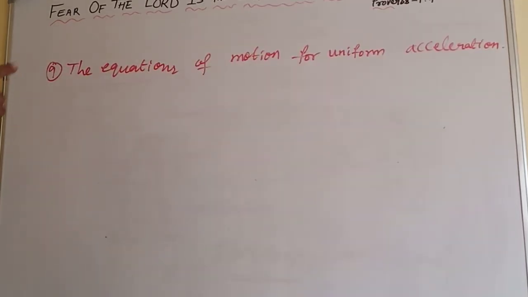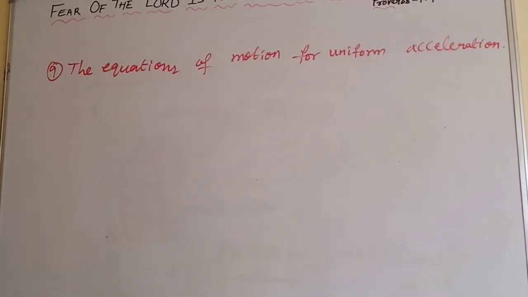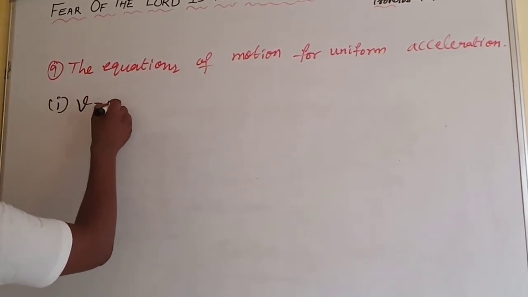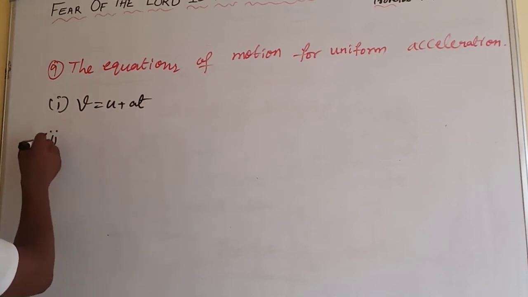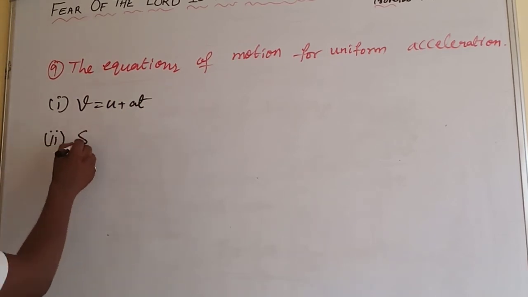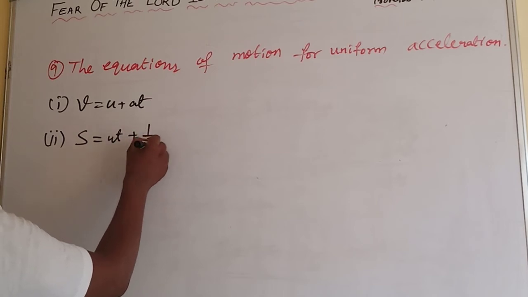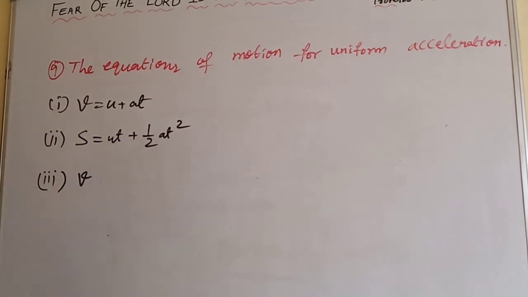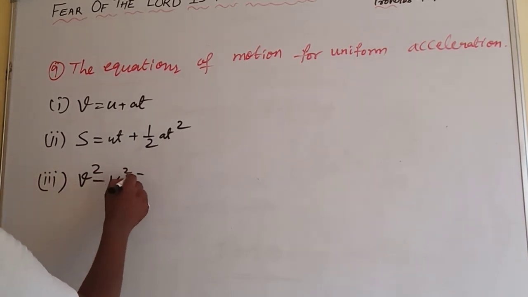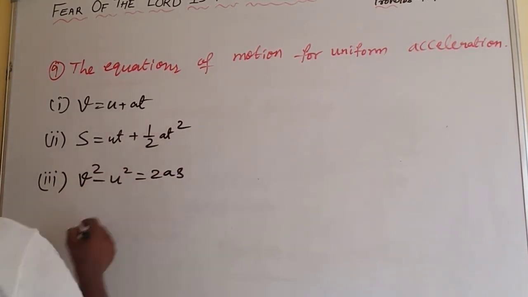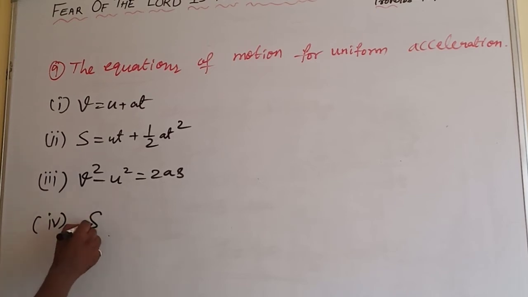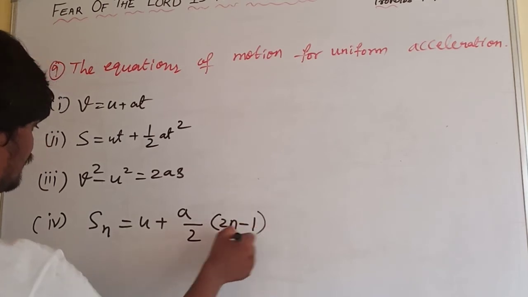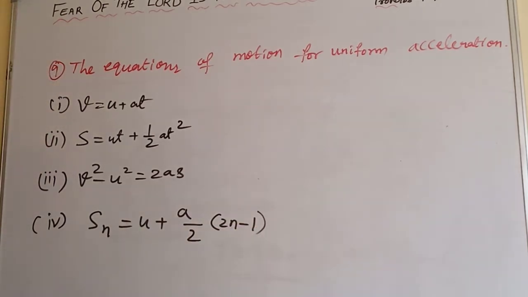So here are the equations of motion for uniform acceleration. The first one you already know: v is equal to u plus at. Our second one, these are very important: s is equal to ut plus half at square. Your third one is v square minus u square is equal to 2as, and your fourth one is Sn is equal to u plus a upon 2 into (2n minus 1). So all of this we will use according to the situation.